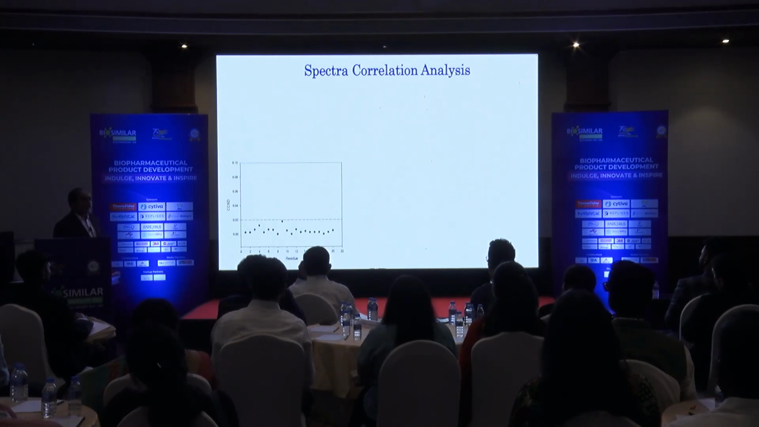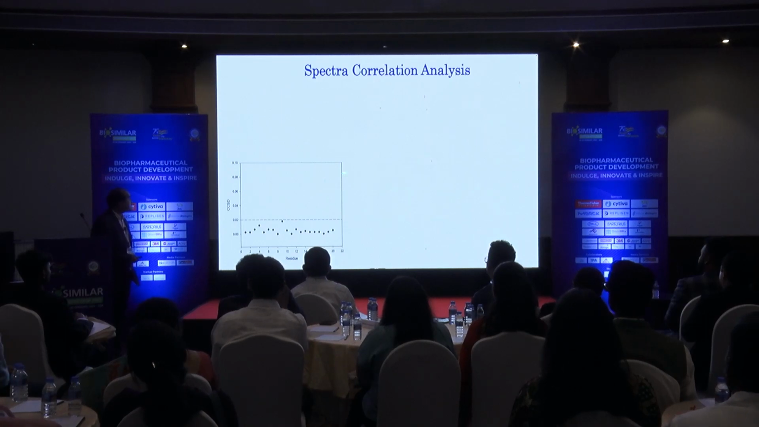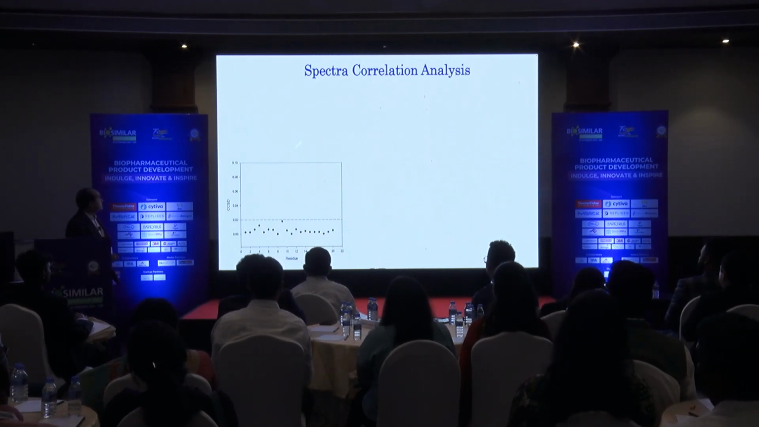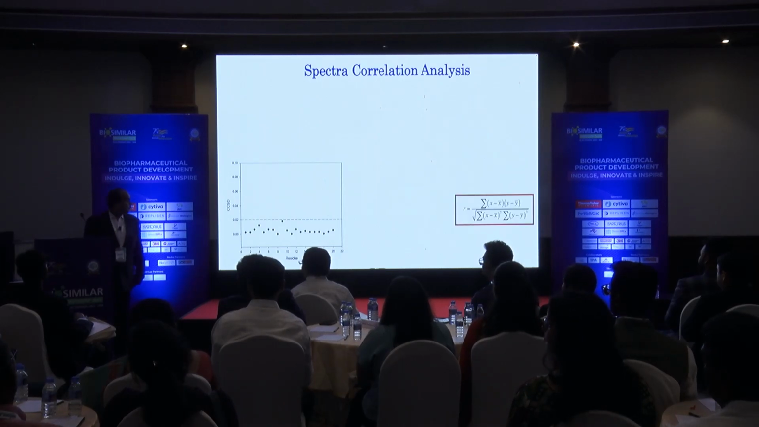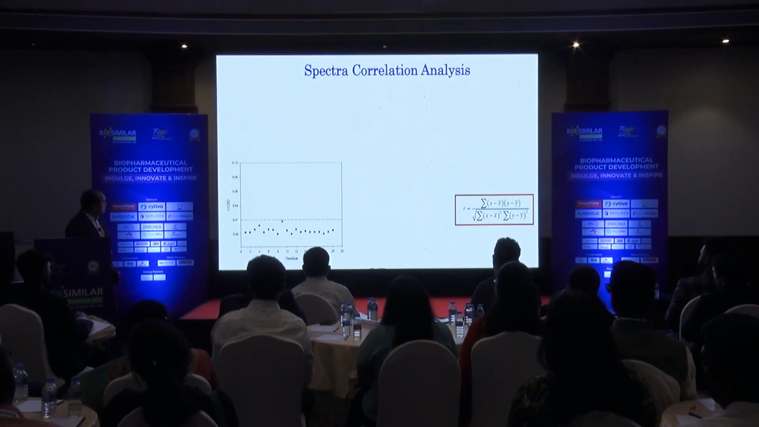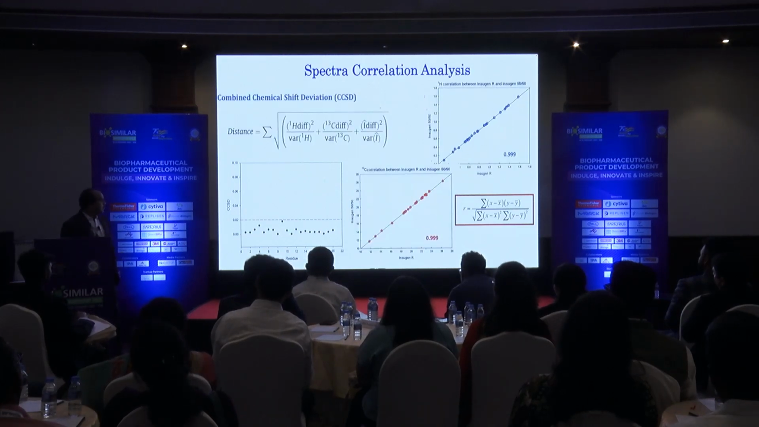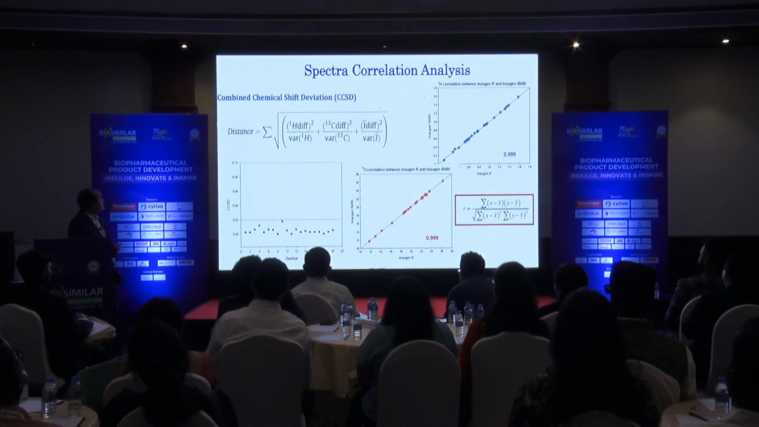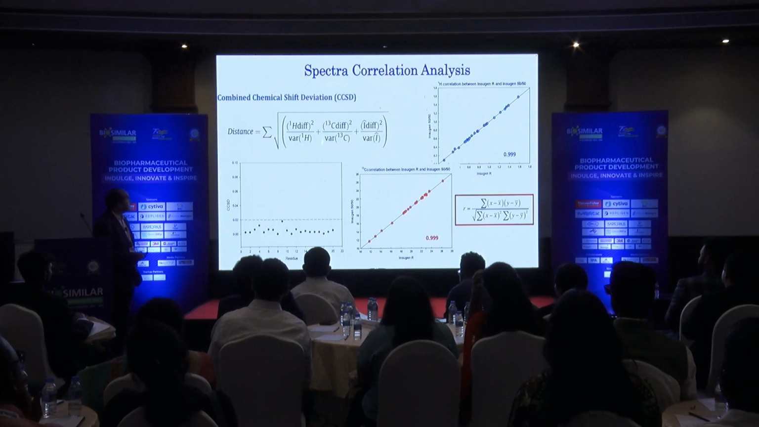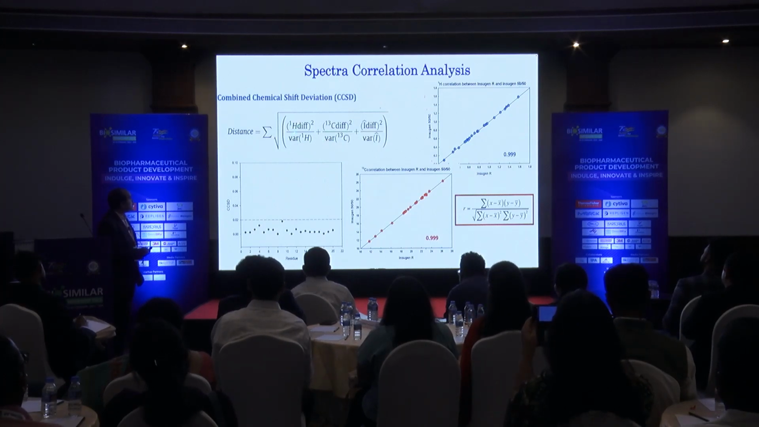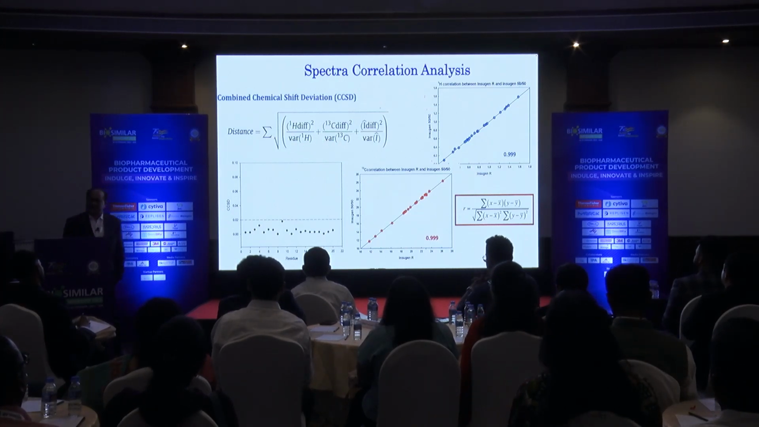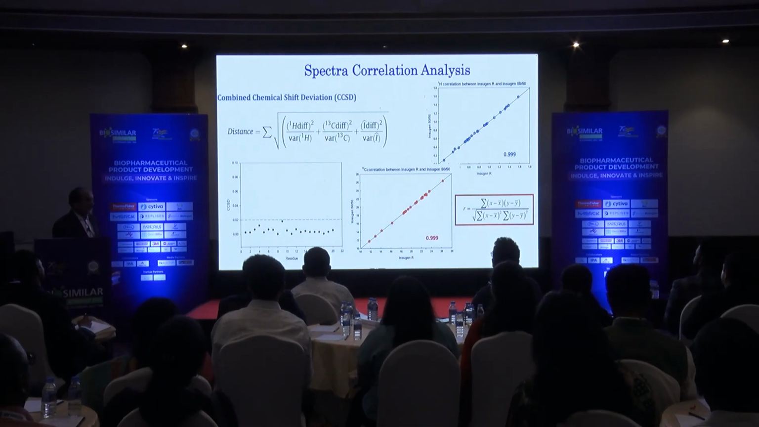Right, so you can do statistical analysis to show similarity, and there are some methods. There is a method called CCSD. So you can measure the chemical shift of proton and carbon, and show that their deviation is less than, say, 0.02. That means they are highly similar. You can plot the correlation coefficient, and you can also show that they are very similar. So this is the CCSD, combined chemical shift differences. It depends upon the proton chemical shift, carbon chemical shift, and their intensity. So even intensity matching is captured here.